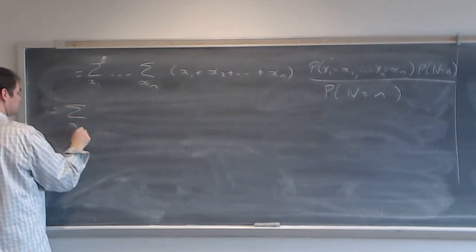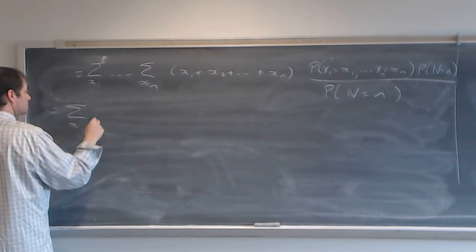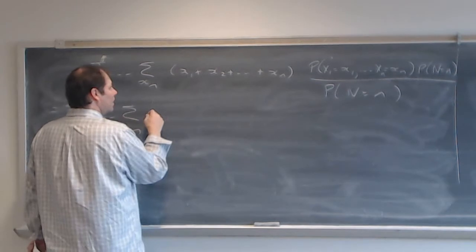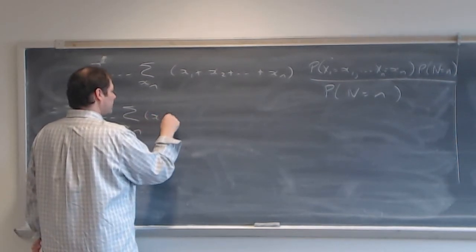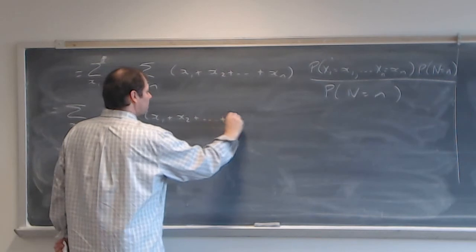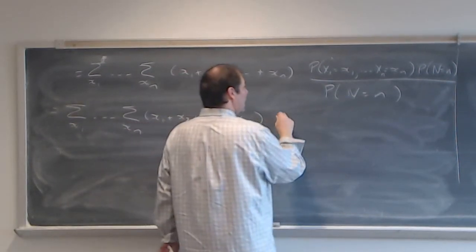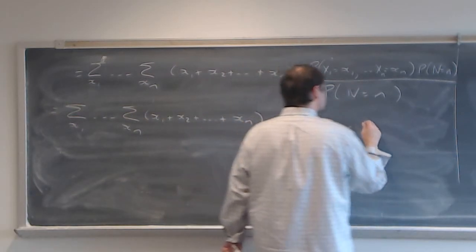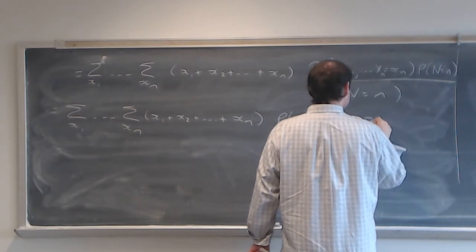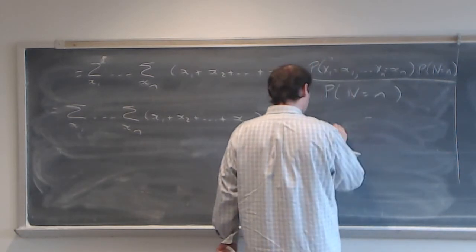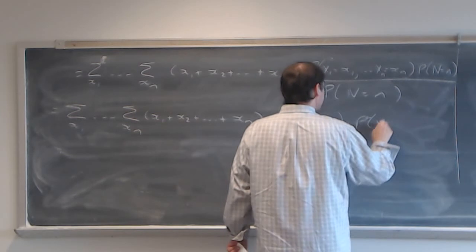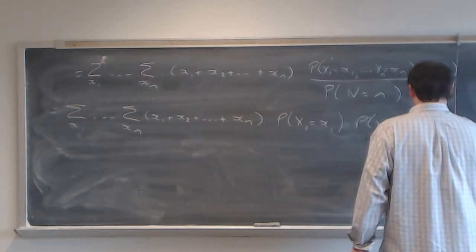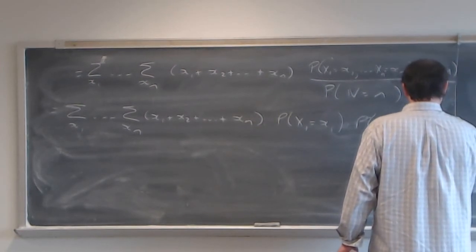This is the sum over x1, all the way up to the sum over xn, of x1 plus x2 plus xn times the probability that X1 equals x1, times the probability, well, they're independent of each other, so if you wanted, you could say times the probability that X2 equals x2, all the way up to the probability that Xn equals little xn.